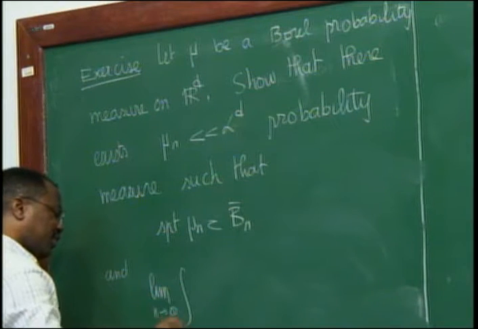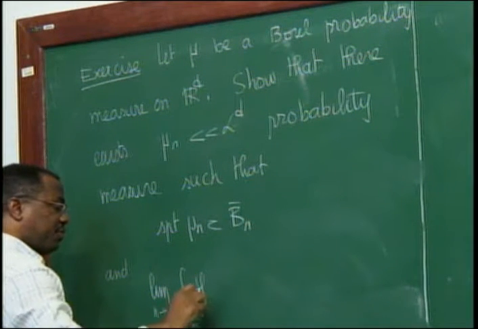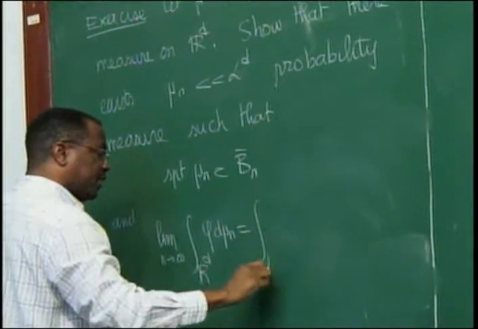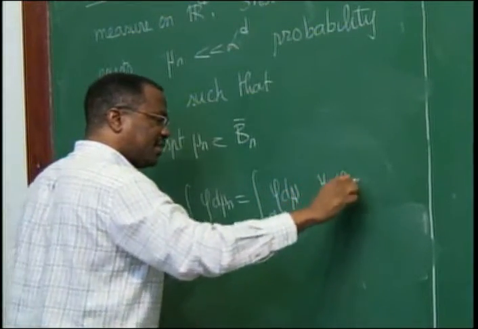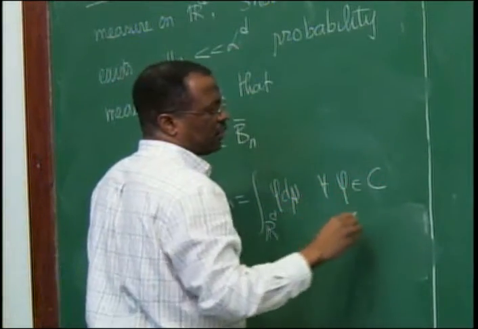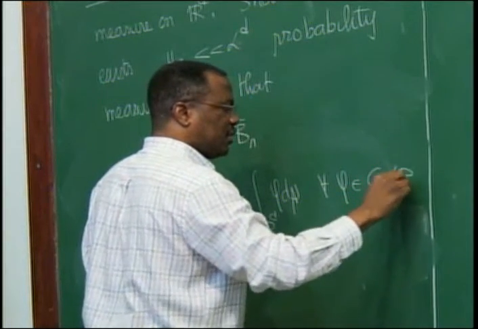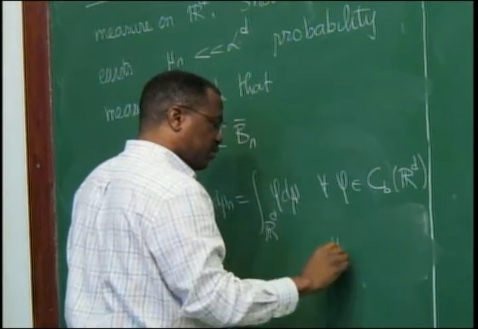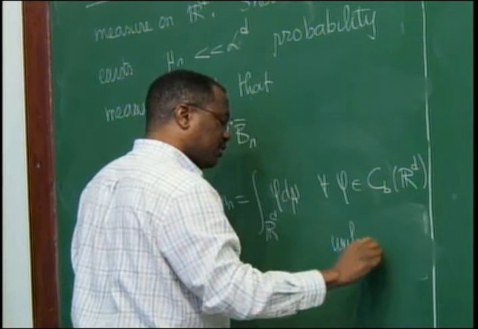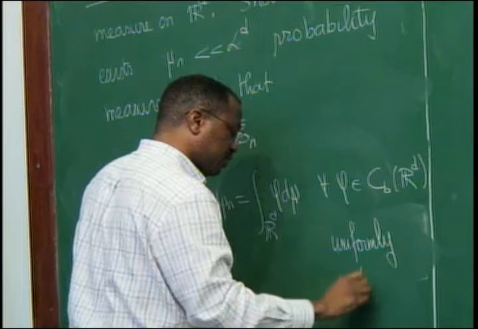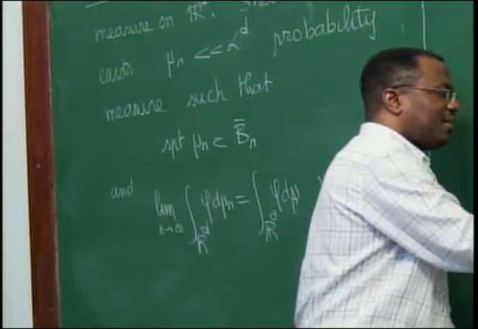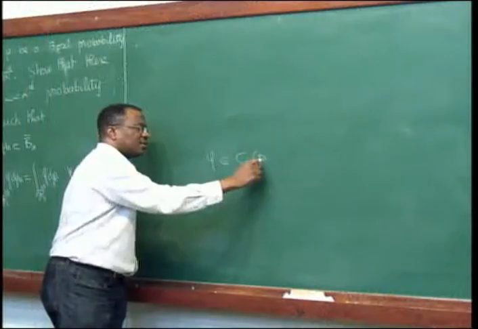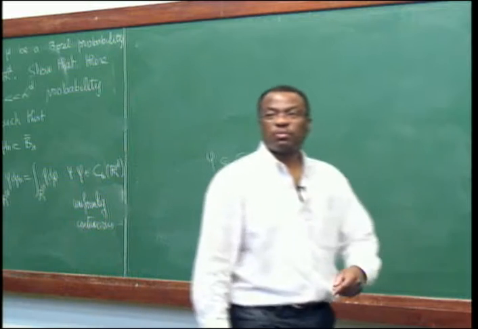the limit when n goes to plus infinity of the integral over R^d of phi d mu_n is the integral over R^d of phi d mu, for every phi which is bounded on R^d and which is uniformly continuous. So in particular, if I take a phi continuous of compact support, then this equality holds.